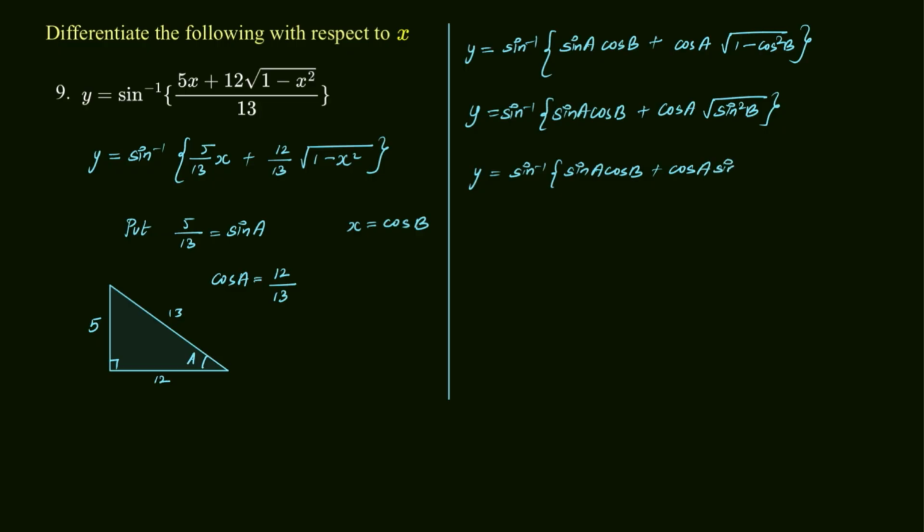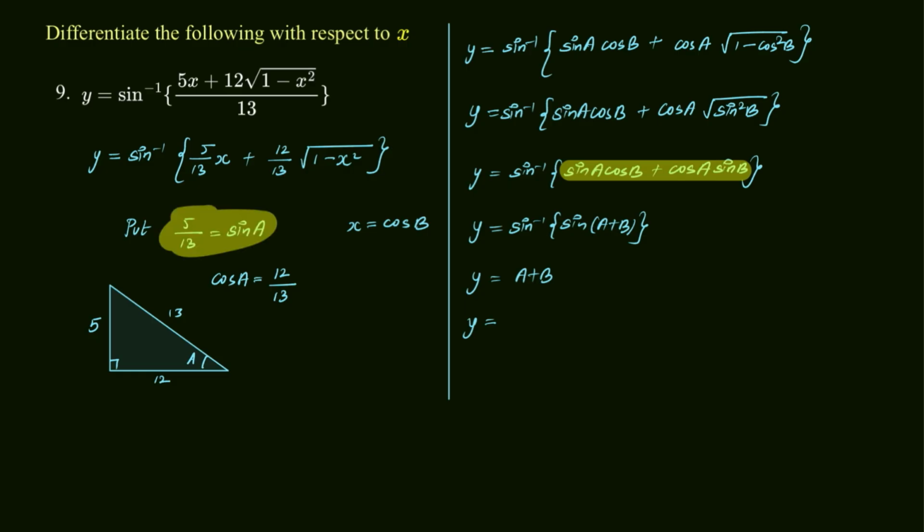Hence my function will be sine inverse of sine A cos B plus cos A square root of sine square B, which is sine B. Now again, this is in the form of sine of A plus B. So my function will be sine inverse of sine of A plus B, so it will be A plus B only. Now let us put back the value of A and B. Since 5 by 13 equals sine A, the value of A can be written as sine inverse of 5 by 13, plus, since x equals cos B, therefore B equals cos inverse of x.